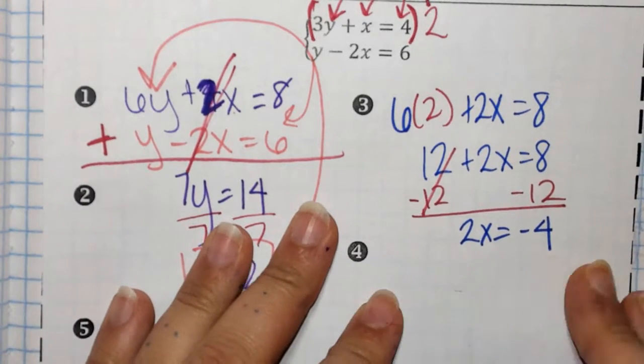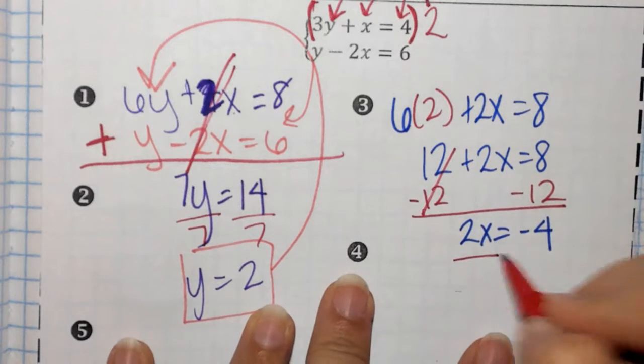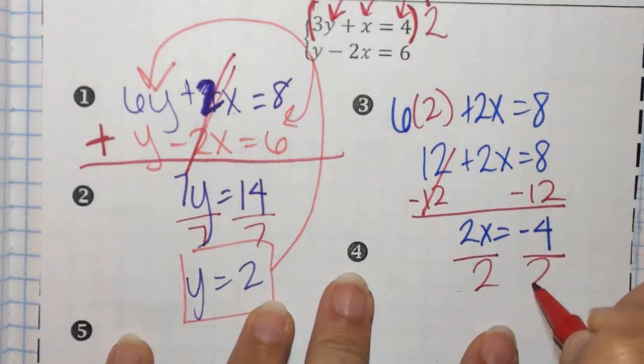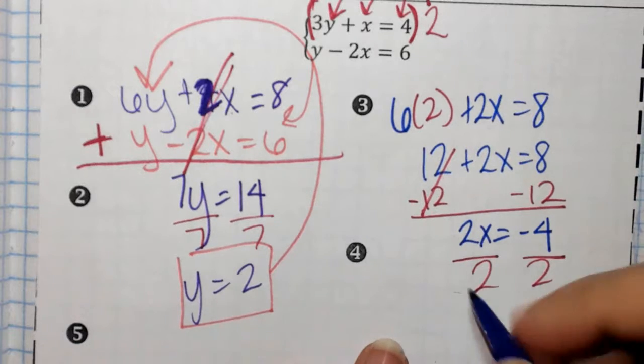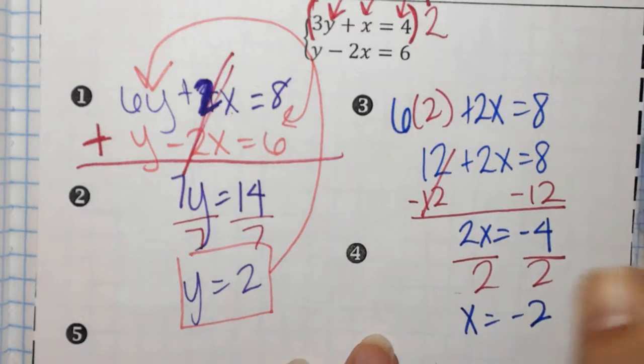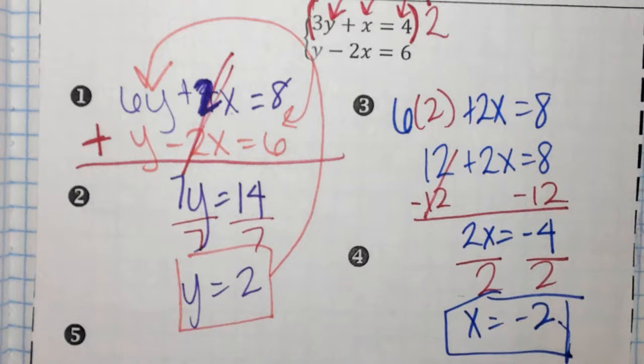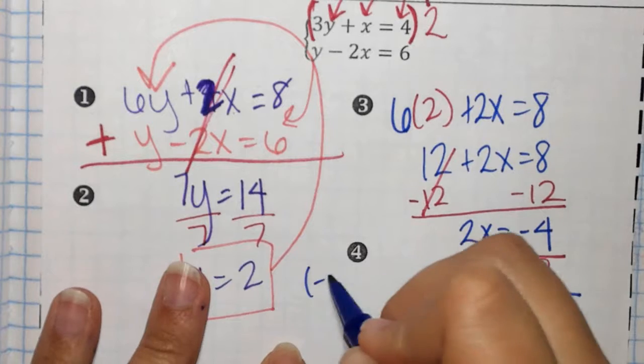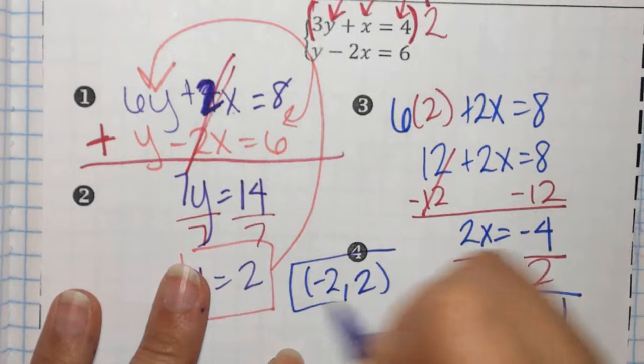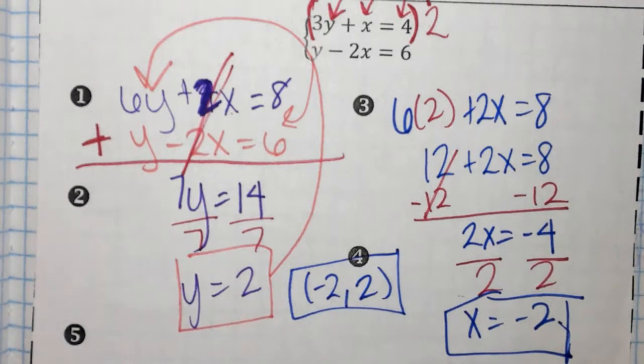Alright, now what do I do from here? Divide. Divide by what? 2. And so what does x equal? Negative 2. Now, how do I write my answer? Negative 2, comma 2. And why do I write it that way? Because of x first. Yes.